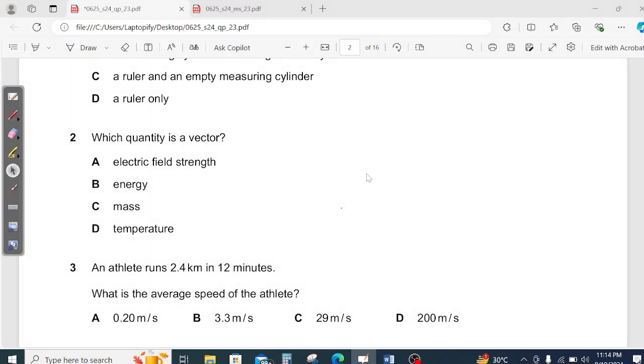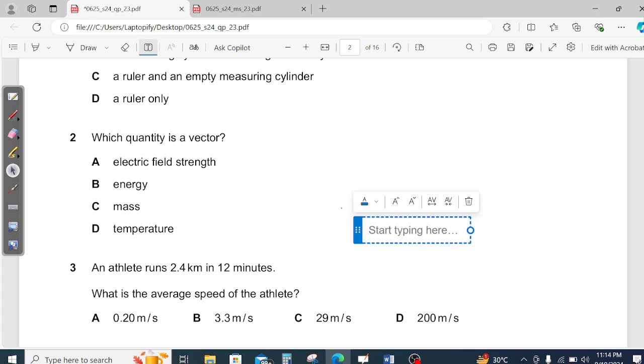So what is the process? Look at the solution here. What is the formula of speed? Speed is equal to distance over time. Distance is 2.4 multiplied by 1000, since it is in kilometers, divided by the time of 12 minutes. You have to convert minutes into seconds. In 1 minute we have 60 seconds.